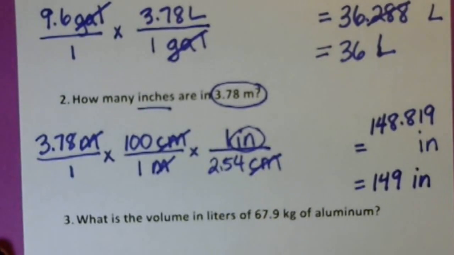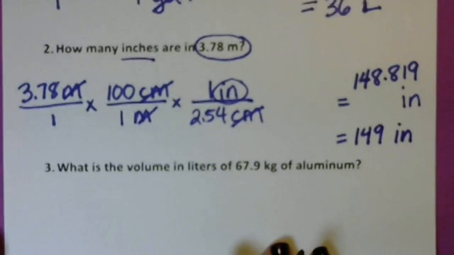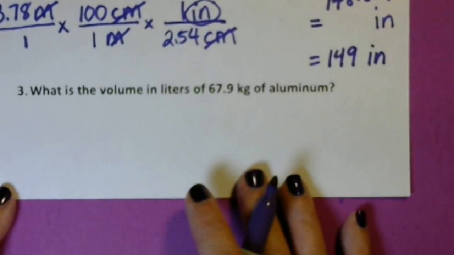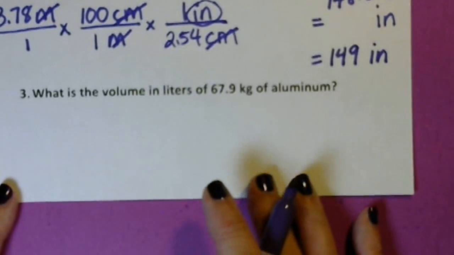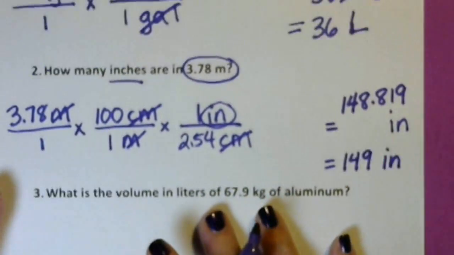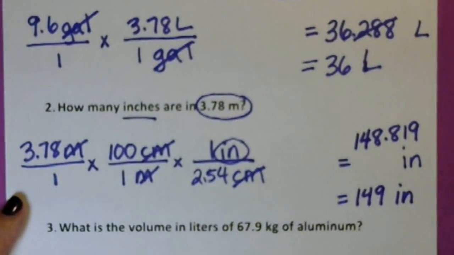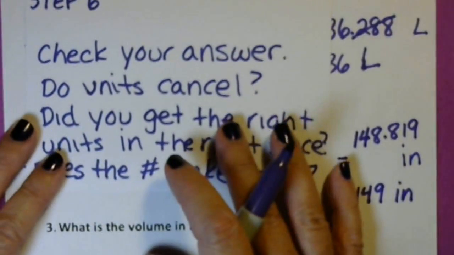And let's just do one more for practice, and hopefully you've got the hang of it. And here we go with our third and final one for today. What is the volume in liters of 67.9? Oops! There, see, I told you I forget step 6, and I just did. So let's go back. Let's try step 6.